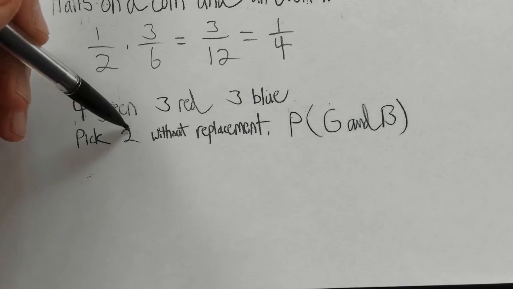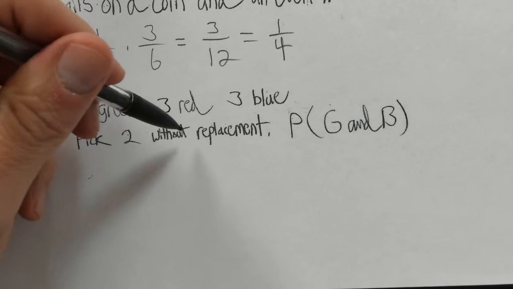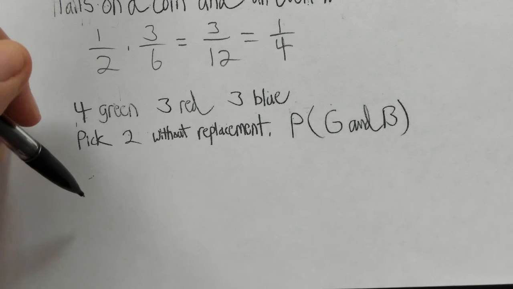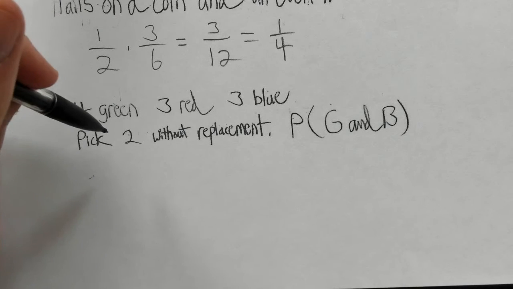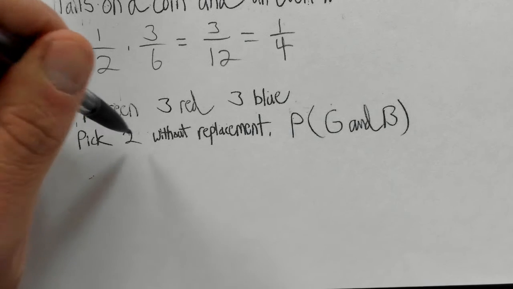Number one, we're picking 2 without replacement. So we'll pick one, then we'll pick the other one. Since this is without replacement, these are dependent events because the first pick changes the probability of the second pick.